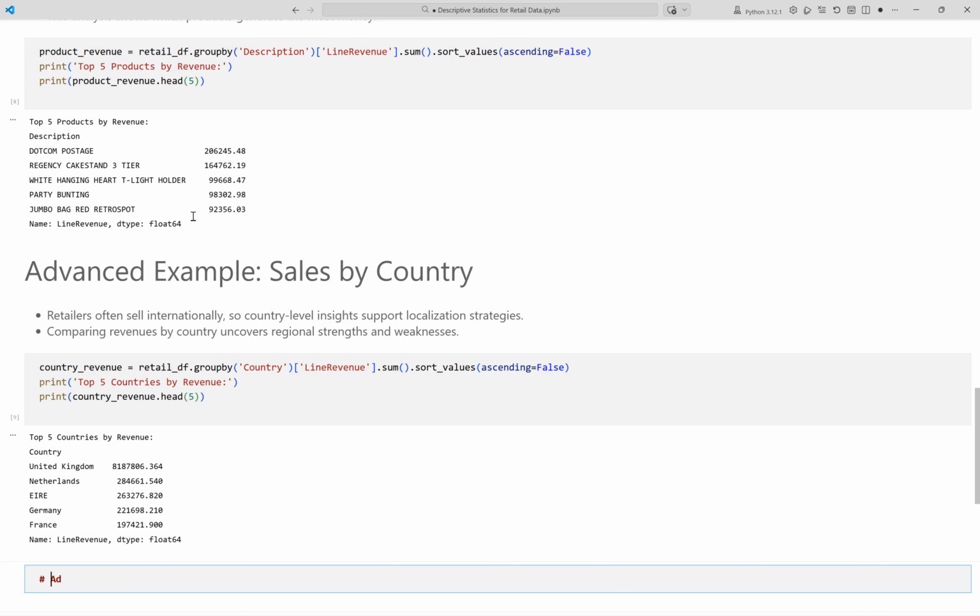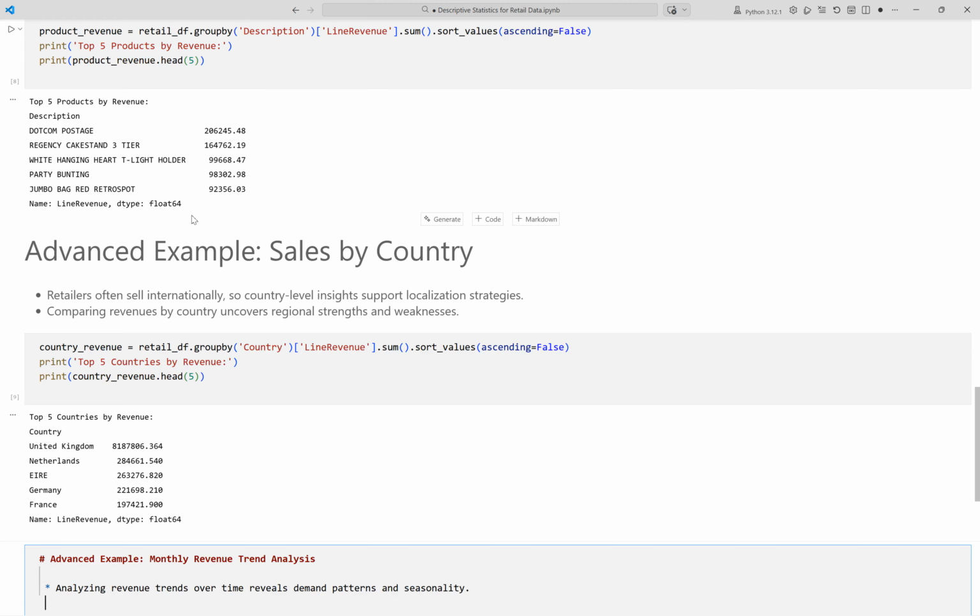Advanced example: monthly revenue trend analysis. Analyzing revenue trends over time reveals demand patterns and seasonality. Identifying peaks and troughs guides marketing campaigns and inventory stocking. Running the cell now.